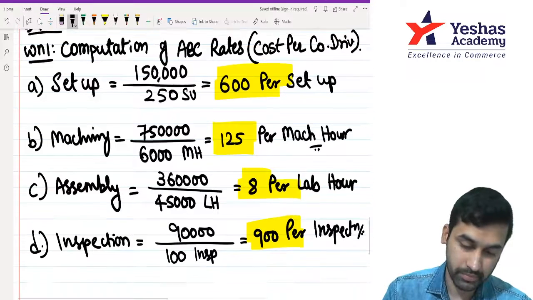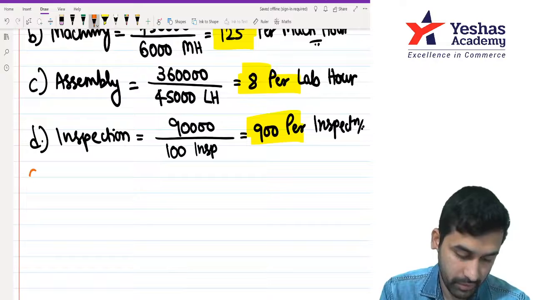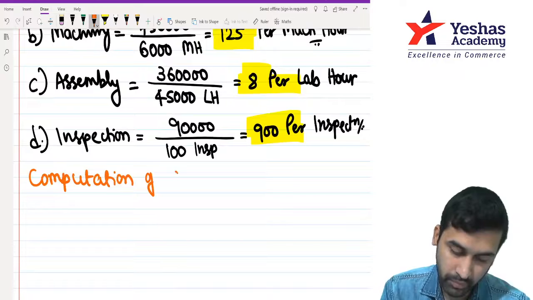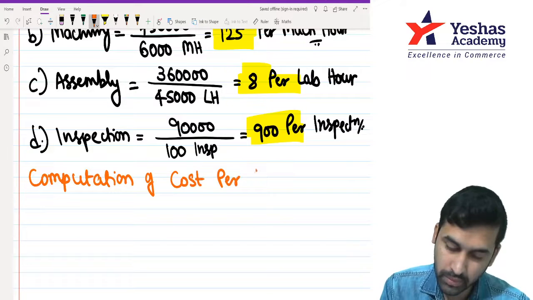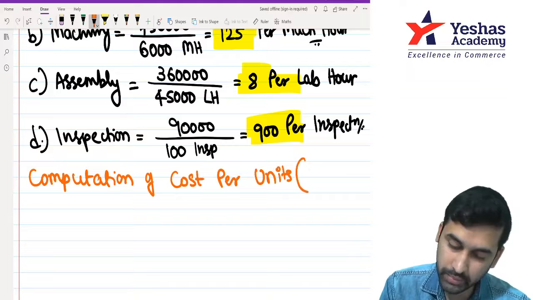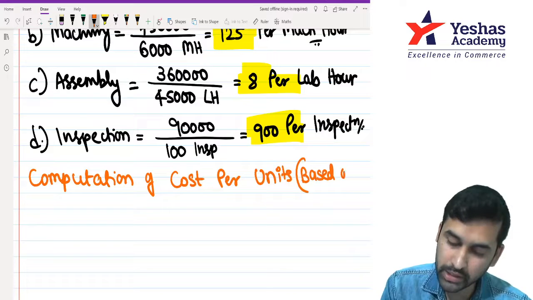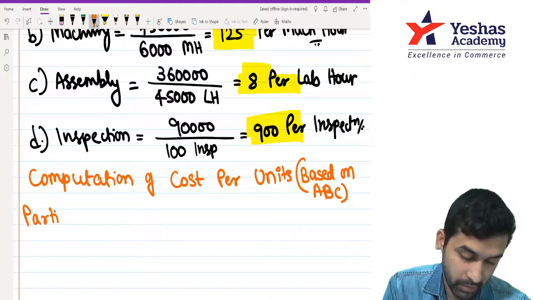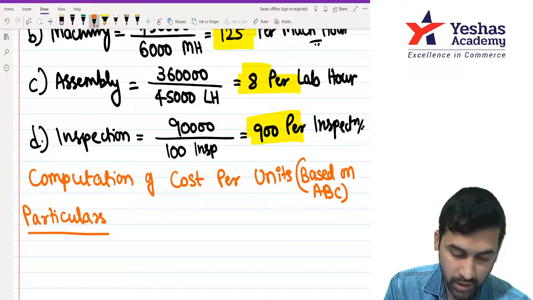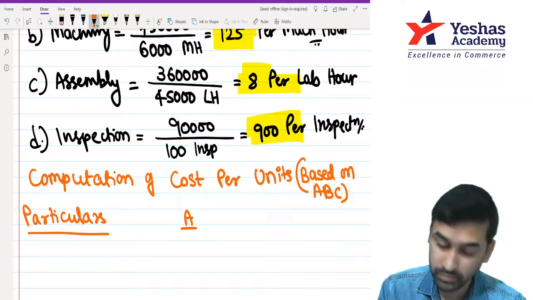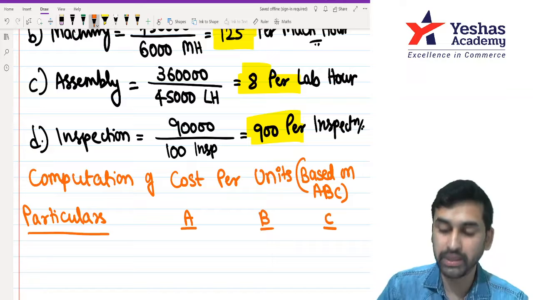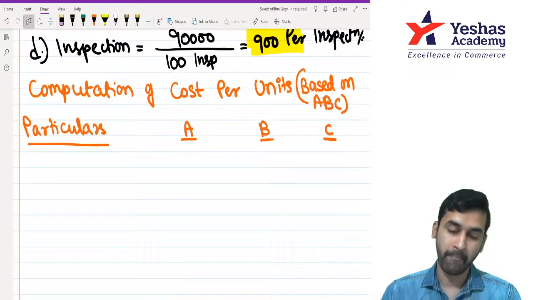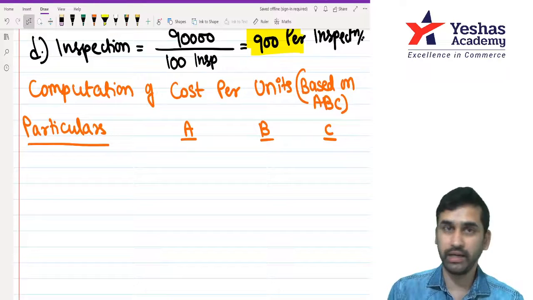Now the main answer. All of you start writing. Computation of cost per unit, in bracket, based on ABC. Based on ABC. Particulars: product A, product B, product C. Based on ABC is activity based costing. That's not product ABC. Right? Yes.